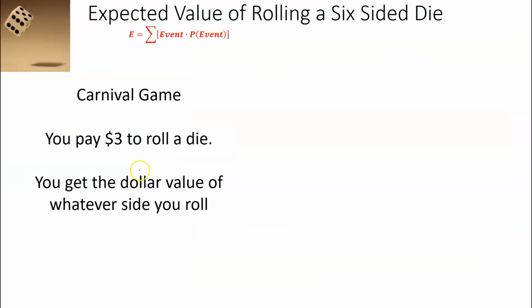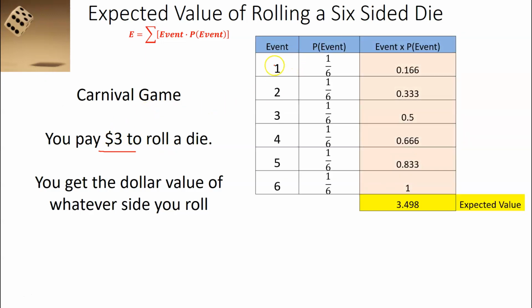So let's take a look at another carnival game. Let's say you walk up to a carnival game and they're going to ask you to pay $3 and you get to roll a die. And whatever number it lands on, they pay you that many dollars. So if it lands on a 4, you get paid $4 and you just won $1. So this is what could happen. I could roll a 1, 2, 3, 4, 5, or 6. Each of them, of course, have a probability of 1/6. And so that's what I would end up with right there.